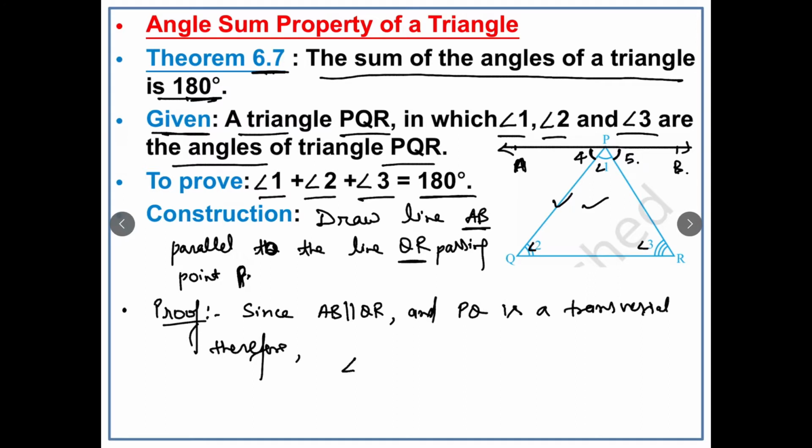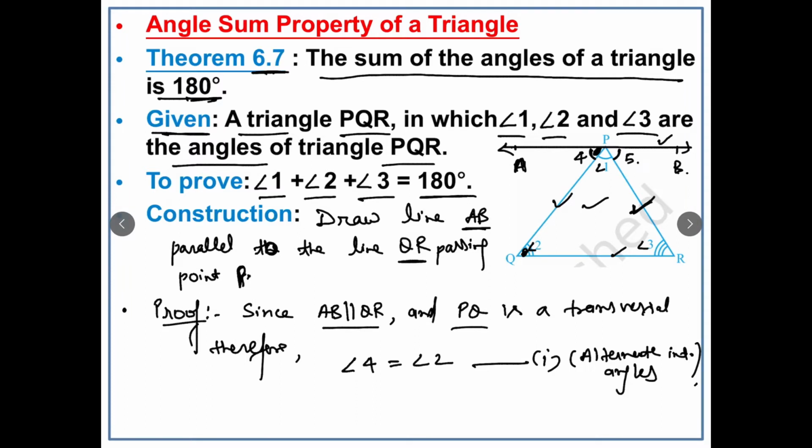angle 4 will be equal to angle 2 because they are alternate interior angles. They are alternate interior angles between parallel lines AB and QR, and PQ is a transversal. So let's name this equation 1. Now moving ahead, we'll take these parallel lines again, AB parallel to QR, and we'll take this other transversal. In that case angle 5 and angle 3 will be equal again because they are alternate interior angles.